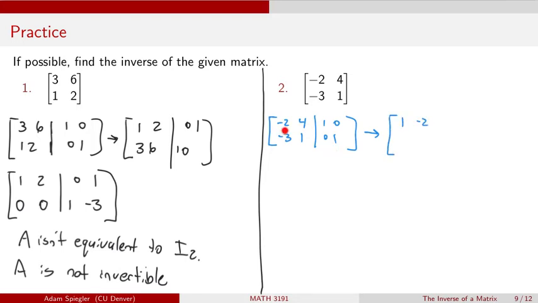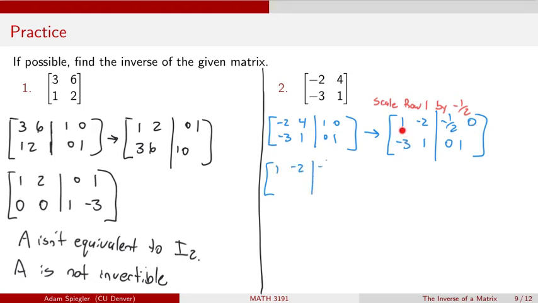And let me first scale row 1 by a factor of minus 1/2, so that we make this first pivot 1. So we scale everything in this row by minus 1/2. Now I'm going to eliminate the entry below the first pivot by replacing row 2 with 3 times row 1 plus row 2. So that gives us a 0 here. The 3 times minus 2 gives us a minus 6, plus 1 for minus 5. We have a minus 3/2 that we add down here.